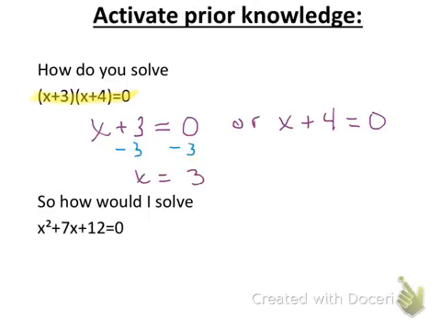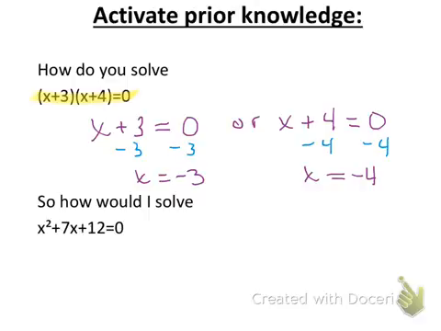So x would equal -3, or x would equal -4. Those negative signs are not being very nice to me. Okay, so that's a little refresher from last week, right? So thinking about what we learned yesterday, how could we solve this equation?